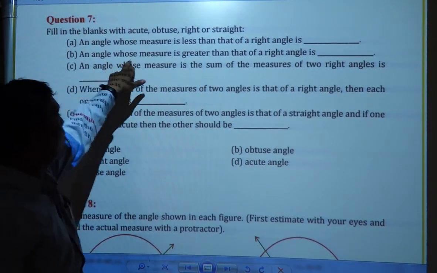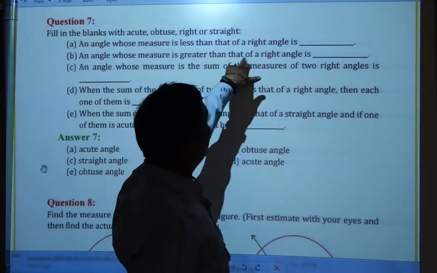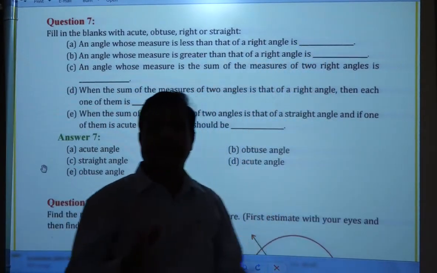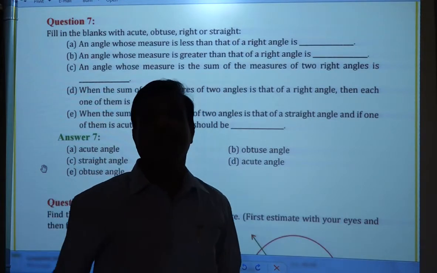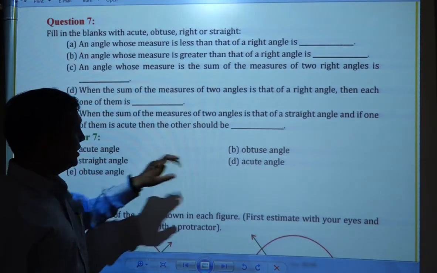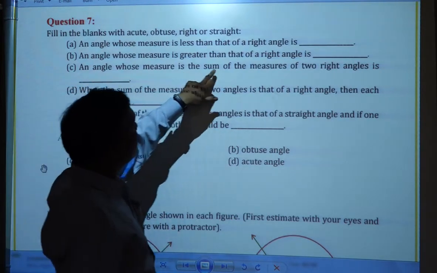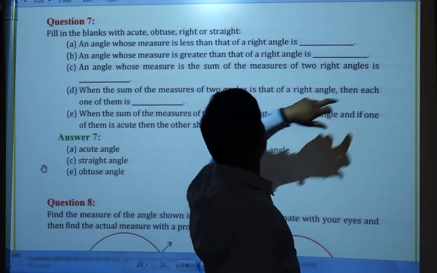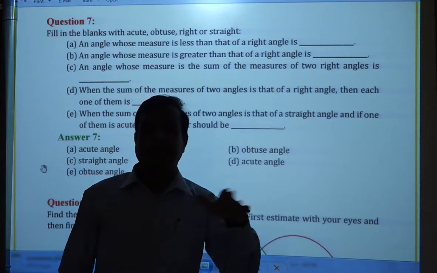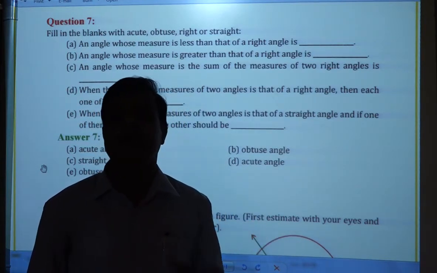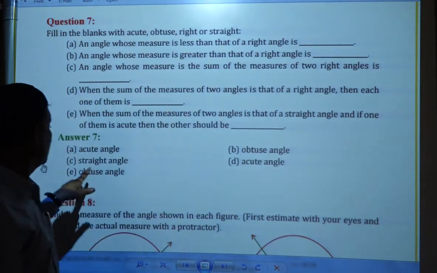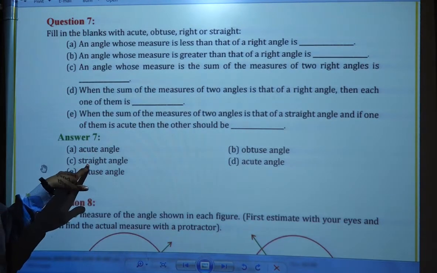An angle whose measurement is greater than that of a right angle. The measurement which is more than the right angle, what is that? Obtuse angle. An angle whose measure is the sum of the measurements of two right angles is. Sum of two right angles, 90 plus 90, 180. 180 means straight angle. So that is a straight angle.